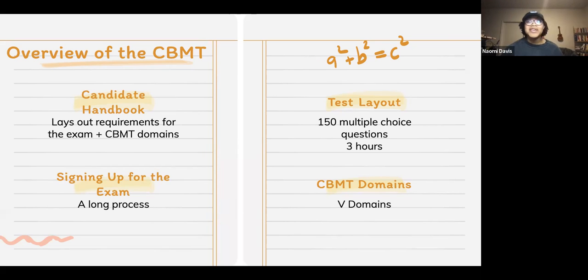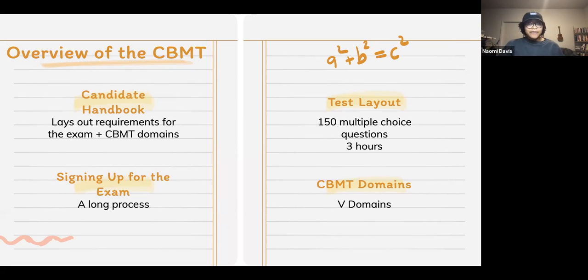So it might be a couple of weeks after you get your testing record that you can actually schedule a date for your exam. So just keep that in mind as you're thinking about your timeline, which is something that we'll talk a little bit about in just a bit.